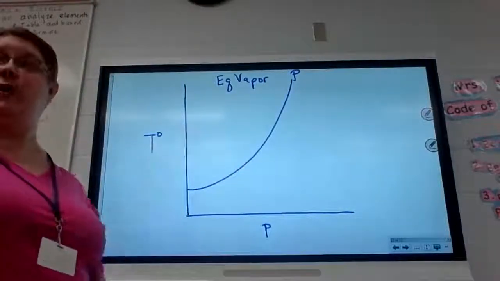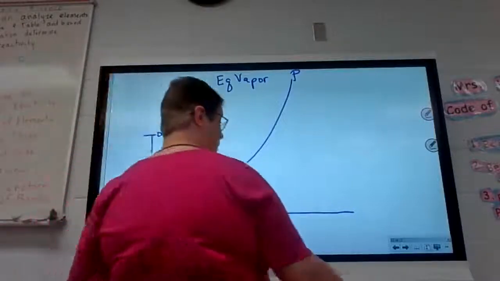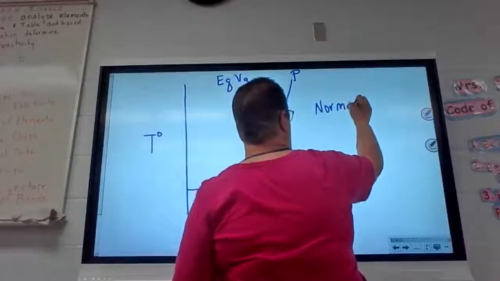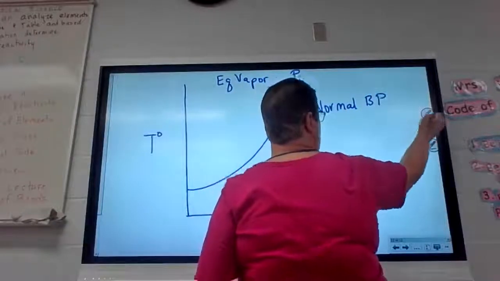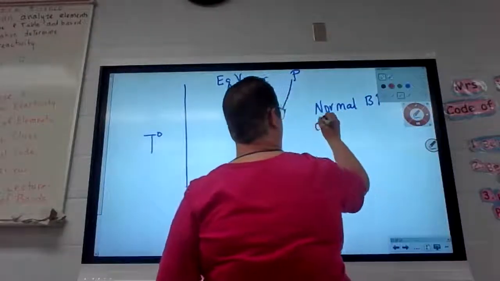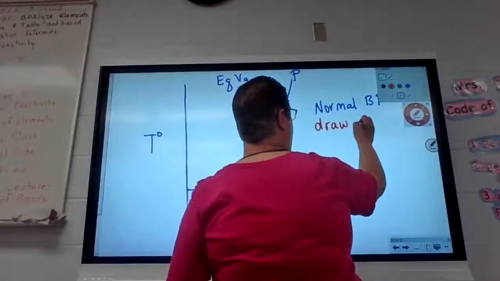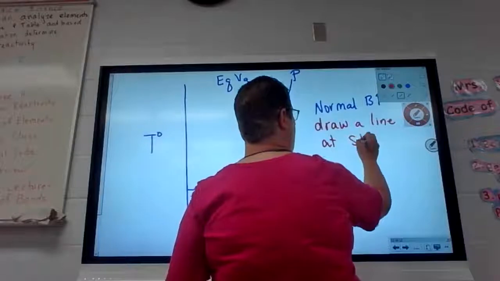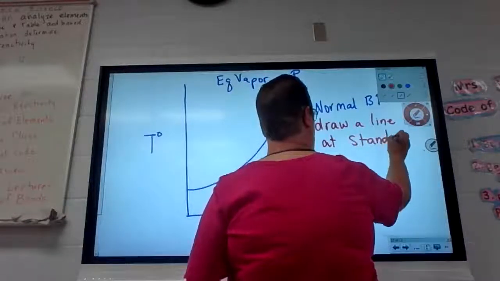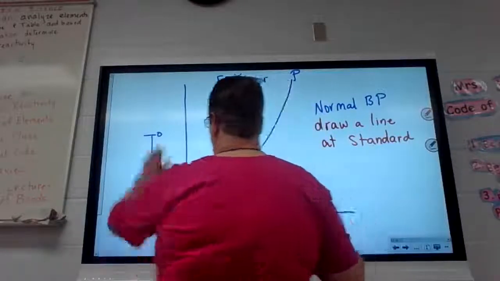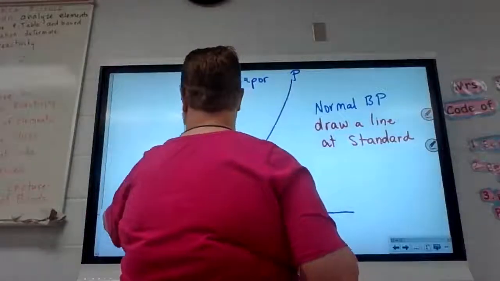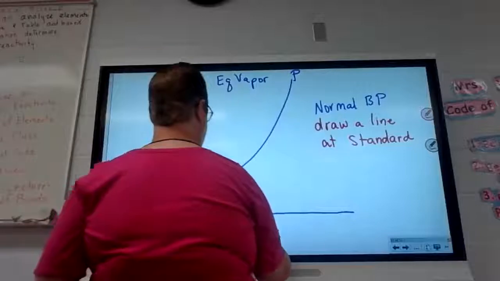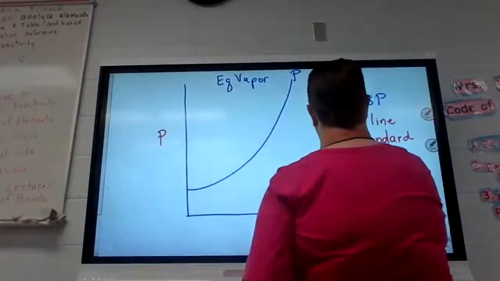Now, the only thing we need to talk about is how to read normal boiling point. Okay? Draw a line at standard pressure.